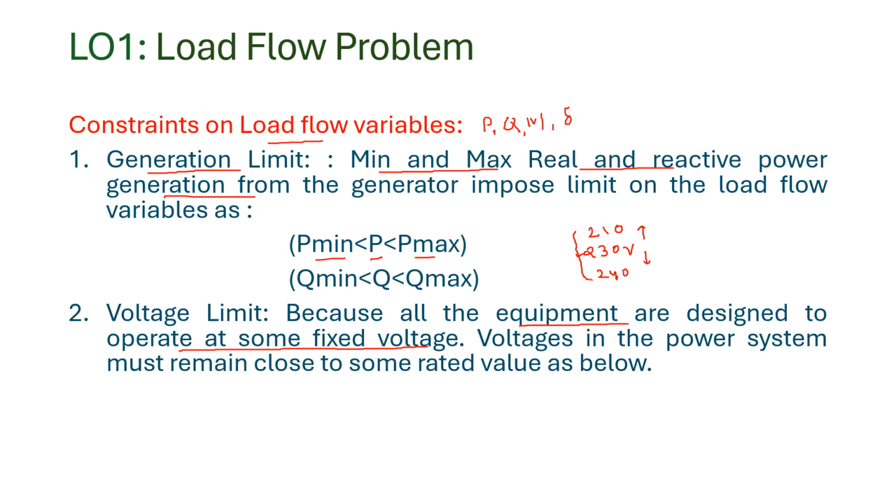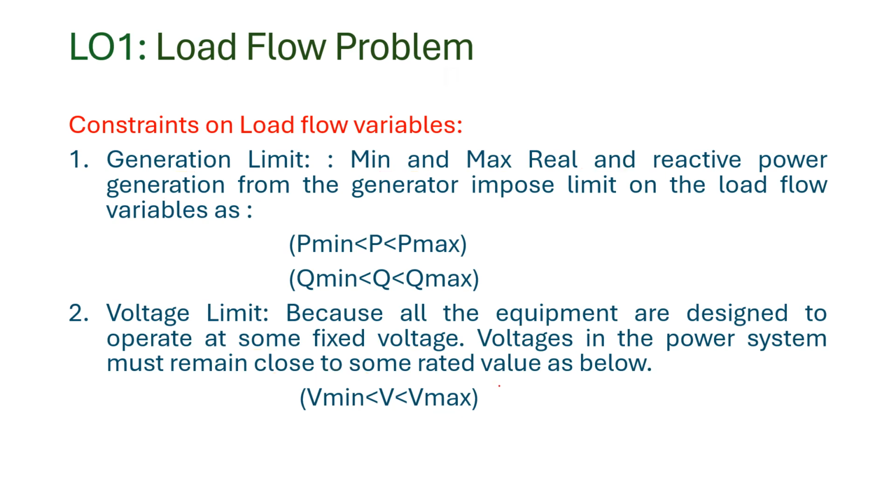So because of this, the voltages in the power system must remain close to some rated values. So this also puts a limit on the voltage variable. We are expecting that the voltage in the power system should be greater than some V minimum and should be less than V max.